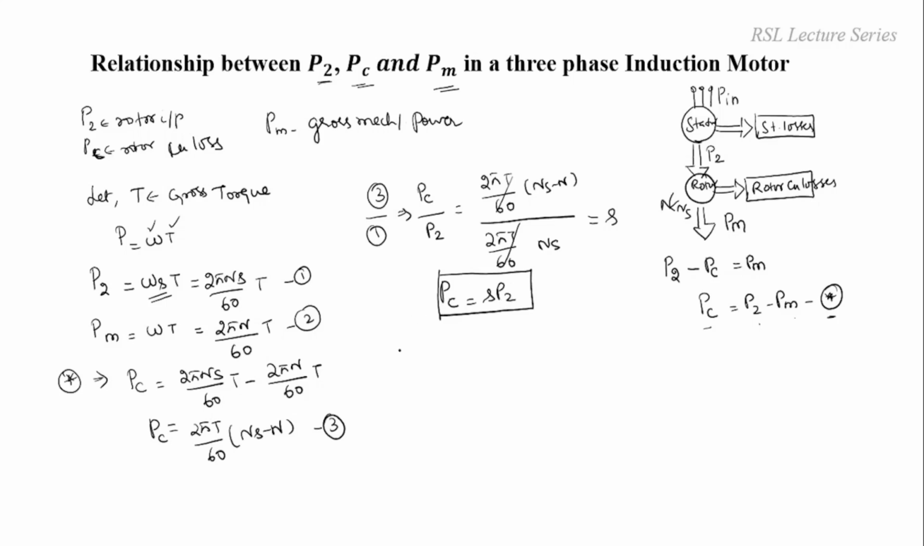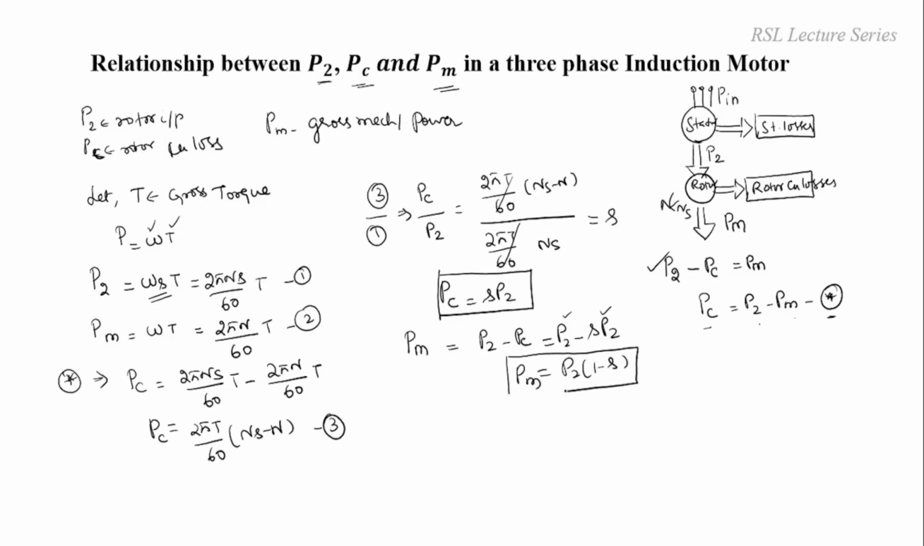Similarly, we can derive the relationship between P2 and PM. From the earlier equation, we can write PM is equal to P2 minus PC. We keep P2 as such and substitute for PC. PC is S into P2. Now taking P2 outside, P2 into 1 minus S is PM.